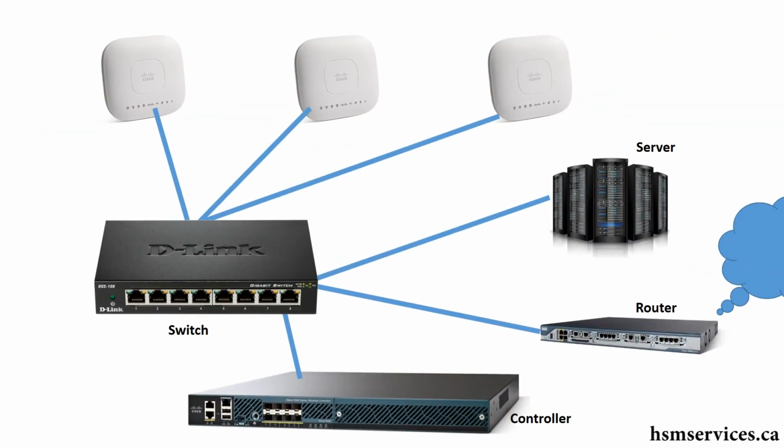And remember our diagram from the previous part. So we've got our office, our typical office. We've got our access points. We've got our switch. Switch is connected to a controller. It's connected to a server. It's connected to a router. Router connects to the internet. This is our typical local office.